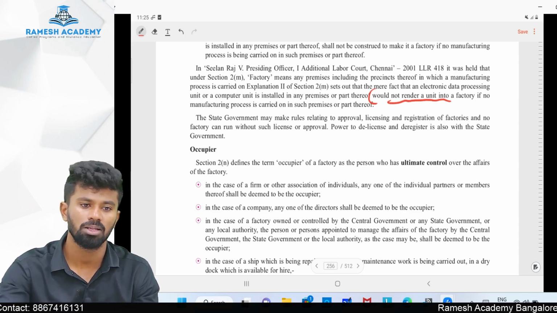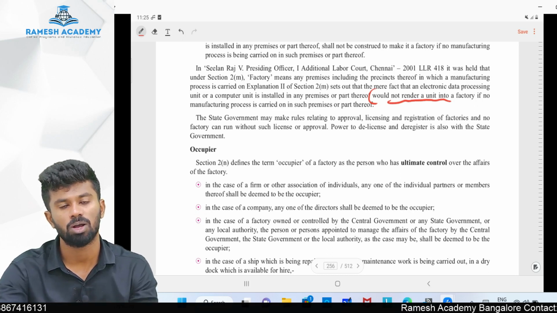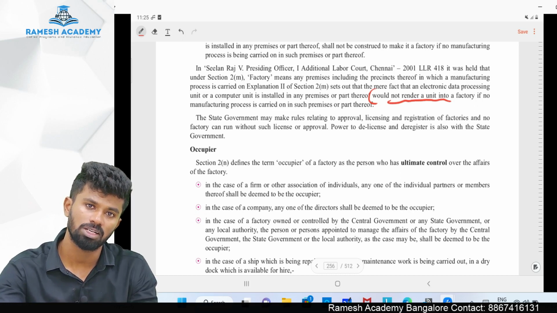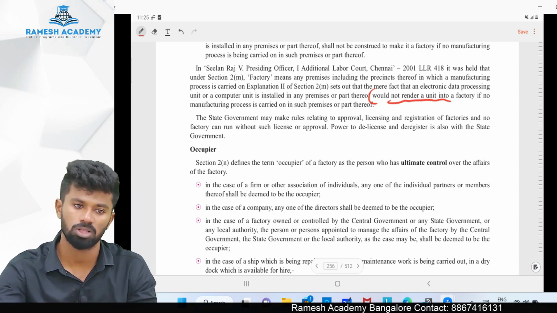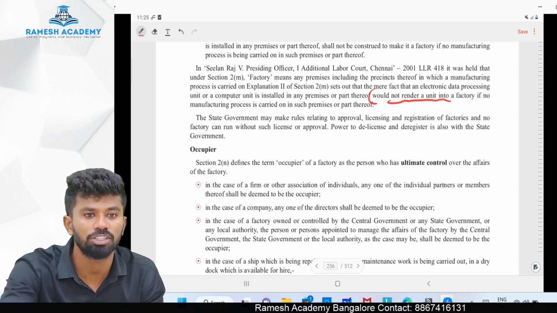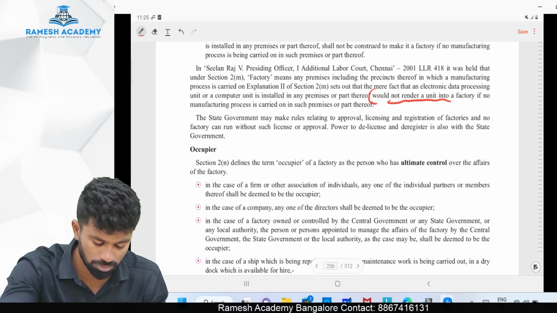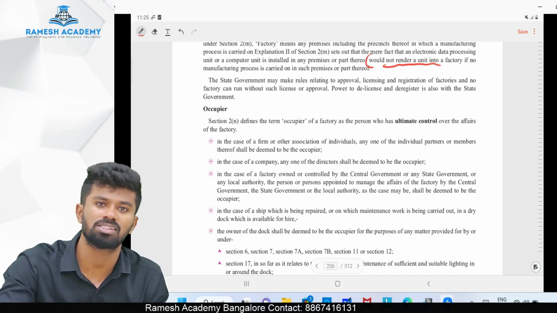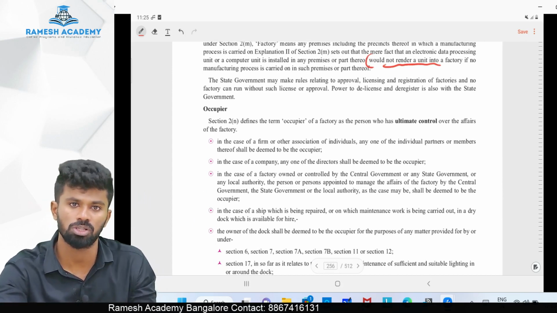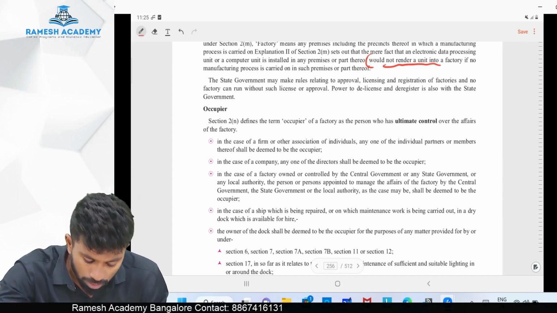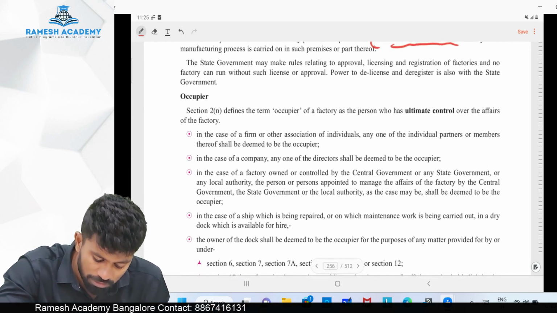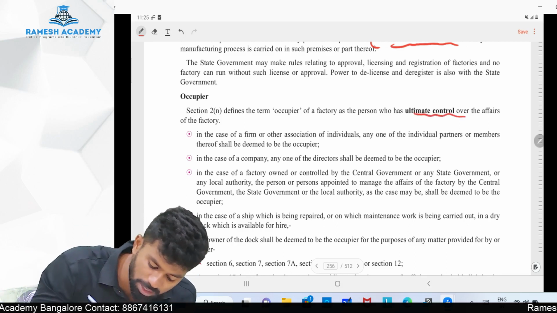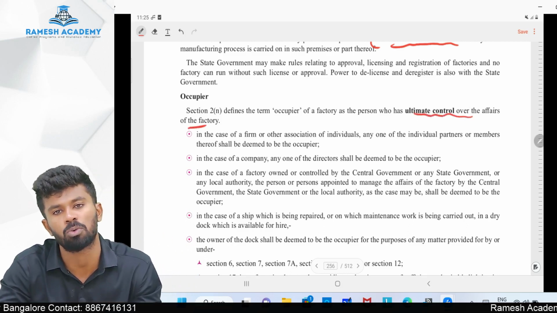Once applicable, always applicable. So once the law becomes applicable, it will be applicable even if the number of workers is reduced below 20 or below 10. Then we have the definition of occupier. Definition of whom? Occupier, because it is the duty of the occupier to provide safety, health and welfare measures to the employees or workers. An occupier of a factory is a person who has ultimate control over the affairs of the factory. Considered as what? Considered as the occupier.